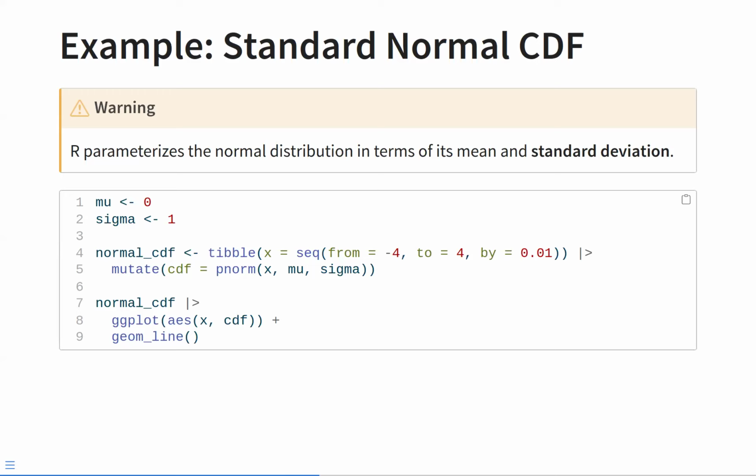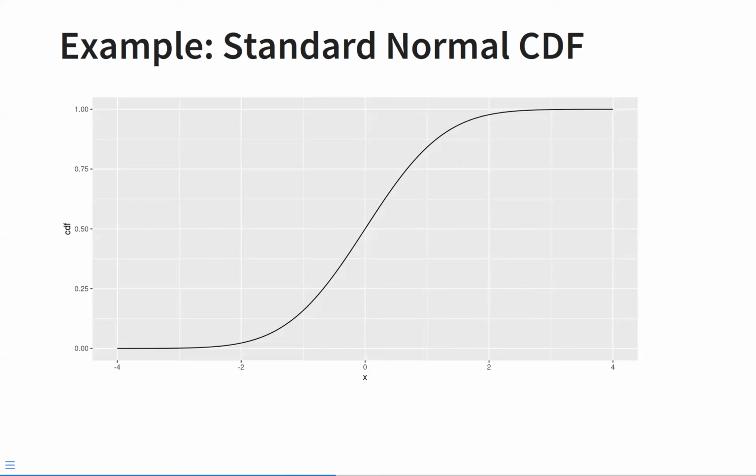I'm still using exactly the same sequence from -4 to 4 by increments of 0.01, and I'm still using ggplot to produce a geom line, and here it is.